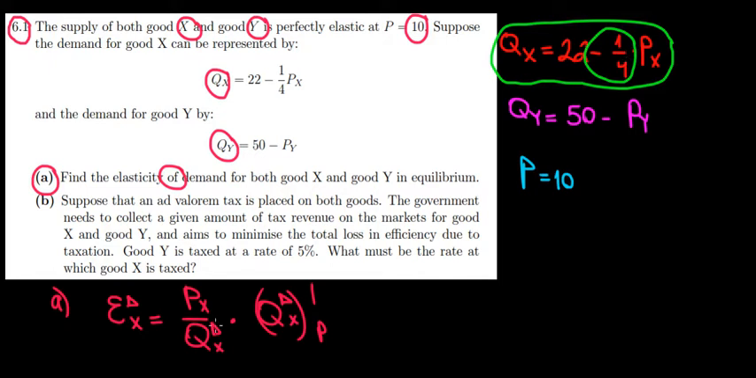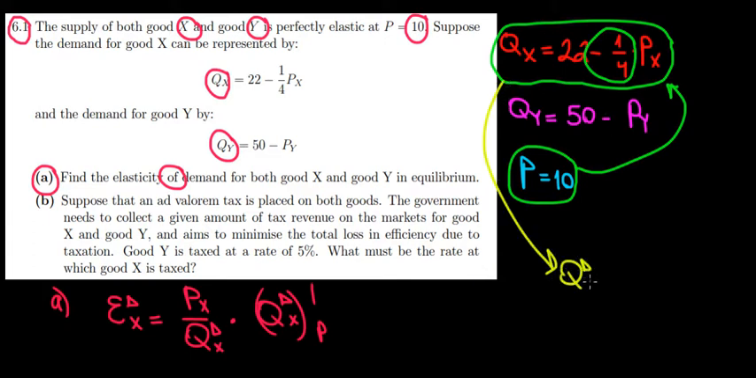But besides that, we also need to know the price and quantity in equilibrium. We know that the price is 10 because that's given to us. We just substitute the price into the quantity demanded function. So what would be the quantity demanded of X? The quantity demanded of X in equilibrium is 22 minus 1 over 4 times the price of 10 euros. That's 22 minus 2.5, which is equal to 19.5 units. Now we have all the data to find the elasticity.